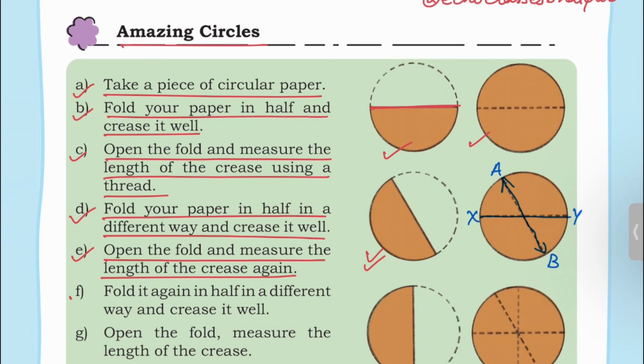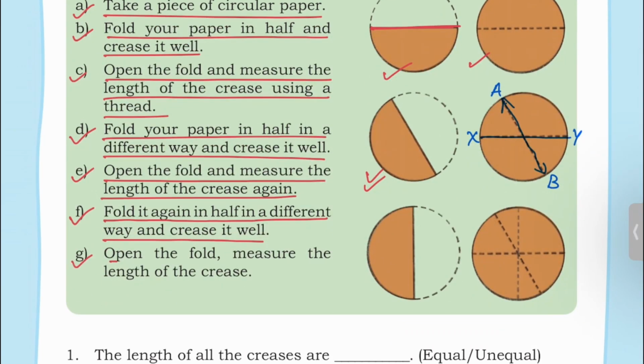Similarly, F, fold it again in half in a different way and crease it well. G, open the fold and measure the length of the crease. You have to measure the length of the crease again. The crease XY, crease AB, and the crease MN. You will note that the lengths of the creases are equal. That means AB is equal to XY is equal to MN.